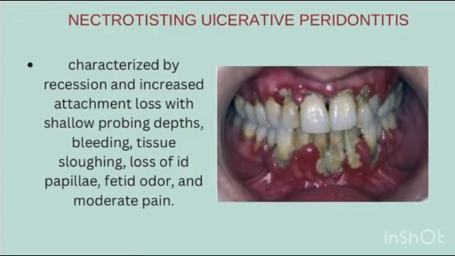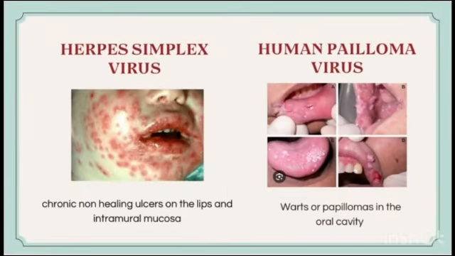Necrotizing ulcerative periodontitis. It is characterized by recession and increased attachment loss with shallow probing depths, bleeding, tissue sloughing, and loss of interdental papilla; fetid odor and moderate pain are commonly seen. Herpes simplex virus: a chronic non-healing ulcer on the lips and intraoral mucosa. Human papillomavirus: warts or papillomas seen in the oral cavity.